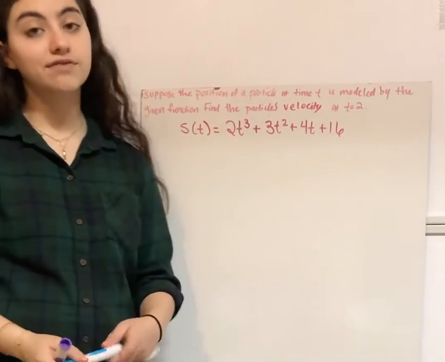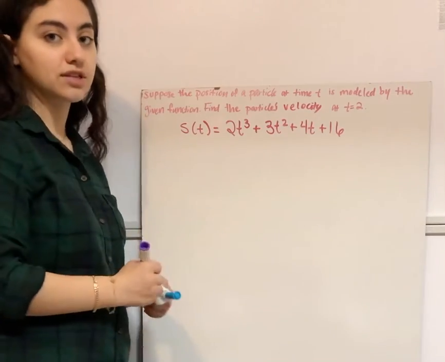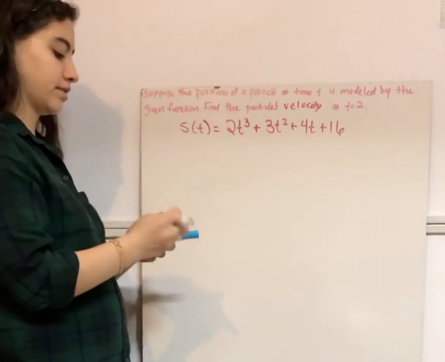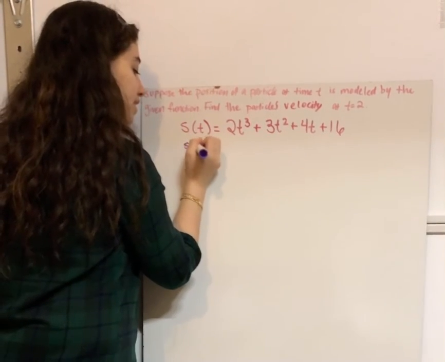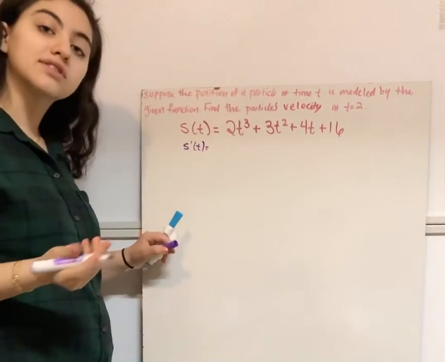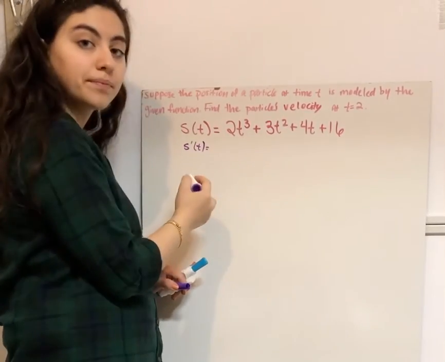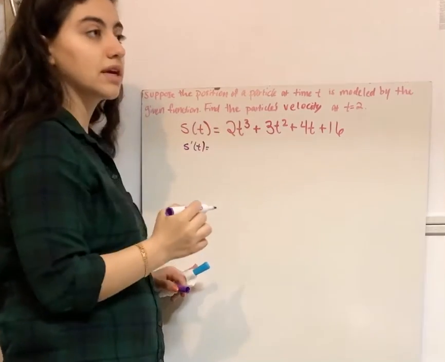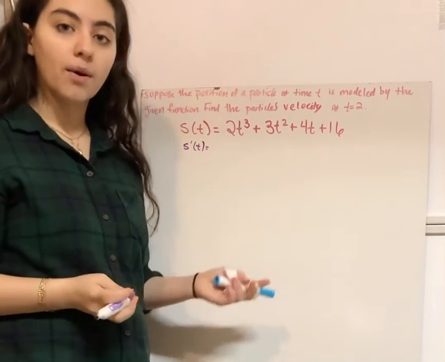Now, in order to find the velocity, we must first find the derivative of the position function. So, here we have s prime of t, which just models the derivative, equals. So let's see our first term, 2t cubed. Here, we know that we have to find the derivative using the power rule.